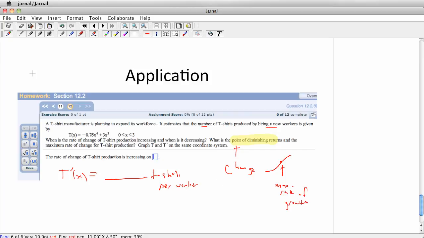To find this, it's just a simple derivative. So up here, this is my T of x, so my derivative will be negative 3x cubed. I'm multiplying the 4 times the negative 0.75, plus 3 times 3 is 9x squared. So that is the rate of change of t-shirt production. And to get a feeling for the problem we're talking about over here with concavity, I'm going to take the second derivative, and I'll go ahead and make a sign chart here so that it's easier to look at.